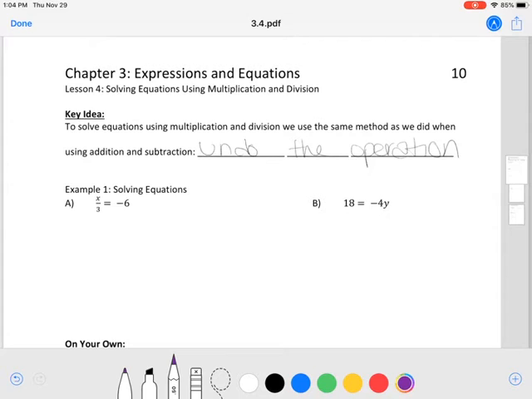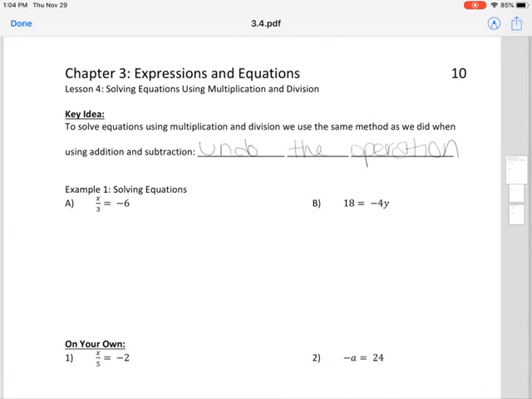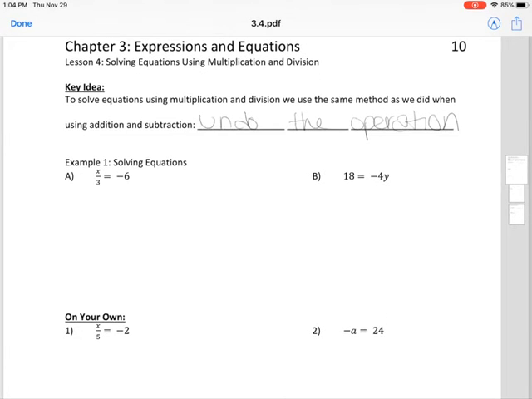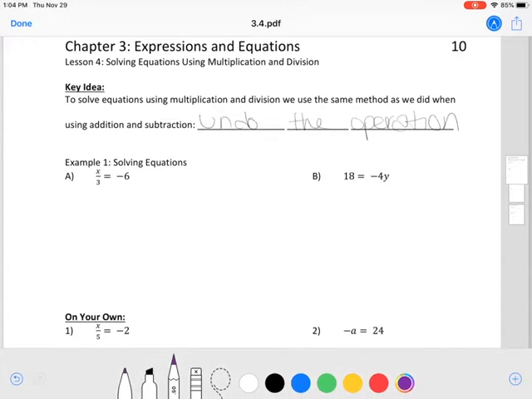So for instance, in example 1, it says x divided by 3 equals negative 6. So I want you guys to keep that in mind when you see this fraction x over 3. That also means division. That's going to be a very big key point that we need to keep in mind, is whenever we see a fraction like this, that also means division. So that is saying x divided by 3 equals negative 6.